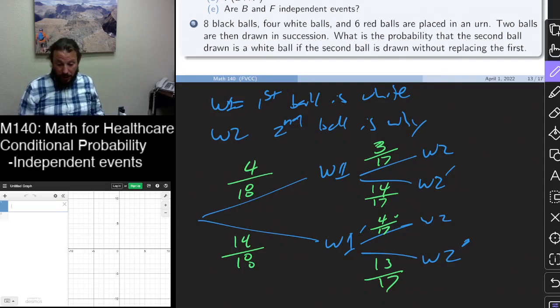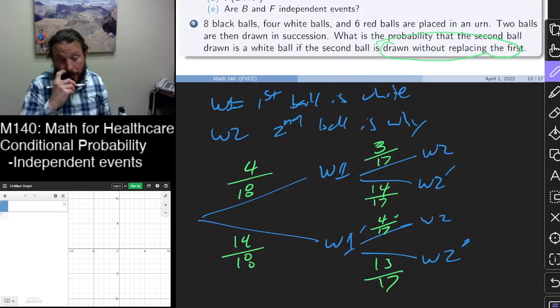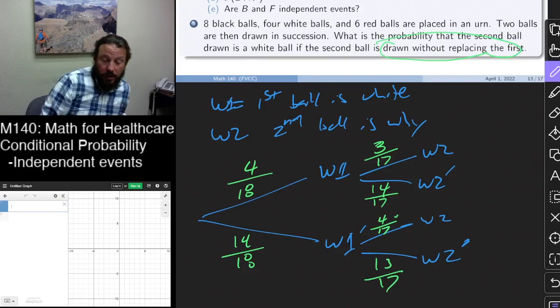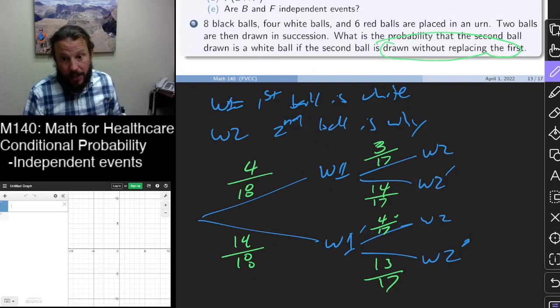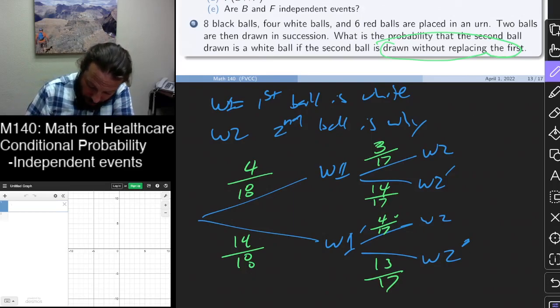Getting a white ball second. A big sign that it's not independent is drawing without replacing the first, just like in our card example. Those are generally going to be not independent events. All right, so here, what's the probability of a white ball drawn second?